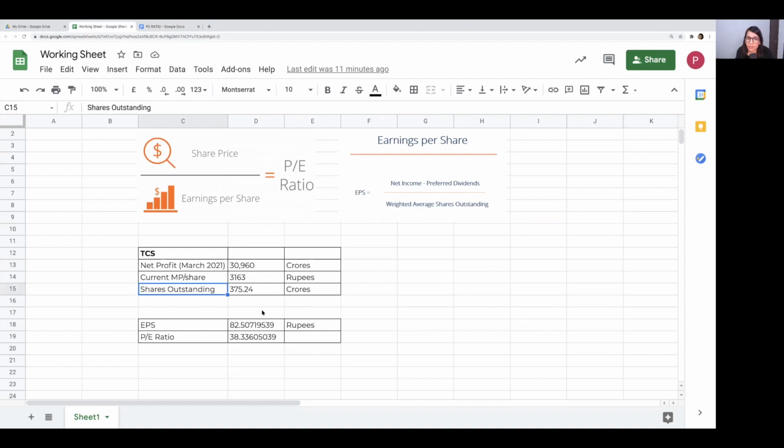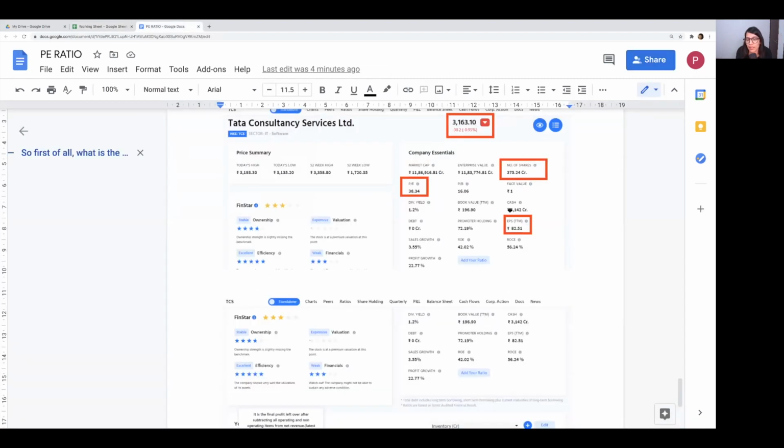Then now we have to calculate EPS. So how do we calculate EPS? If you check the formula in this cell, we have divided D13 by D15. So we have divided 30960 by shares outstanding, that is 375.24 CR. Both the figures are already in CR, so I don't have to add the extra zeros to make the figure look like in crores. So the EPS will come out to be 82.50. Let's match it from the document. Yes, our EPS is correct. It's approximately 82.51 or 50.